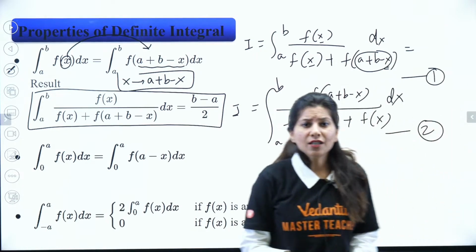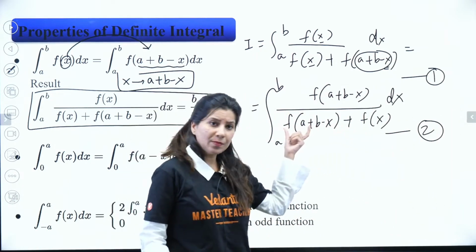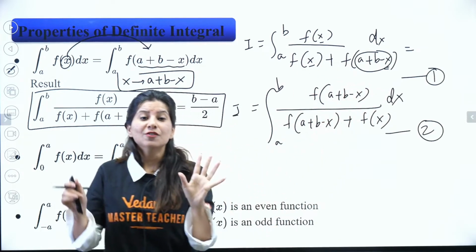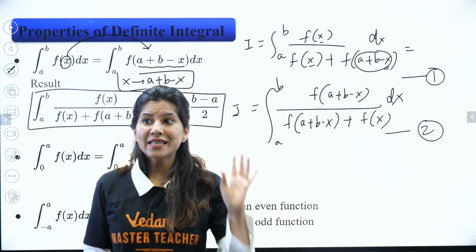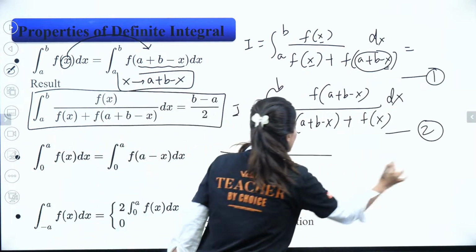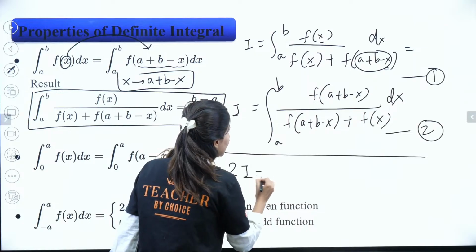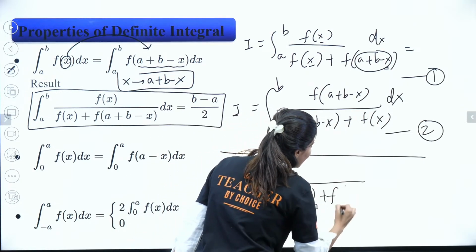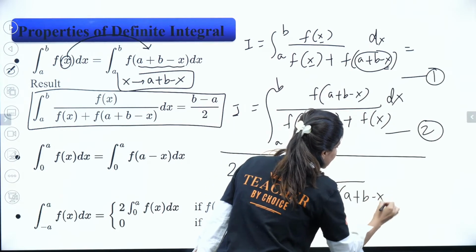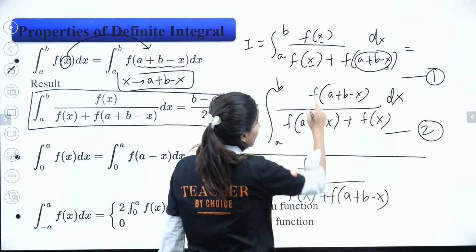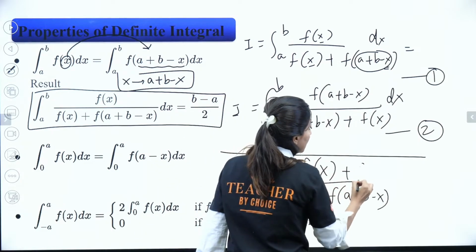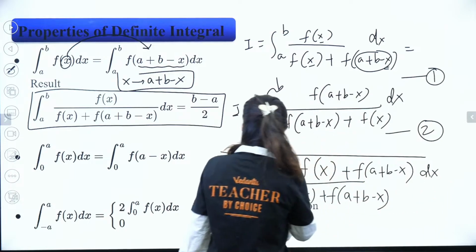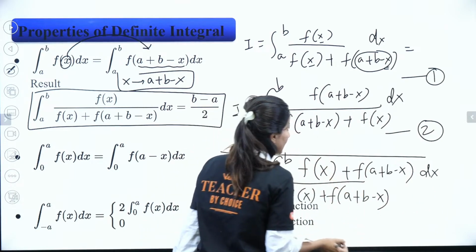Now can you see the denominators are same? f of x plus f of a plus b minus x, f of x plus f of a plus b minus x. So whenever we see denominator same, here is the opportunity. Why don't we add it? So 2I is equal to, the moment you add it, what do you get? f of x plus f of a plus b minus x upon f of x plus f of a plus b minus x, dx, integral a to b, that's it.